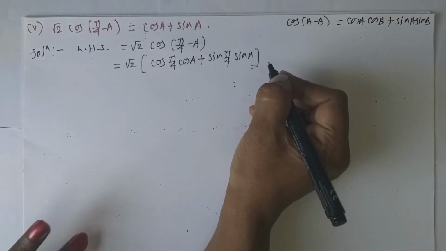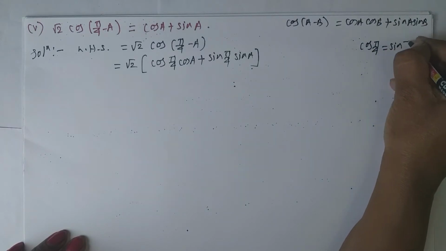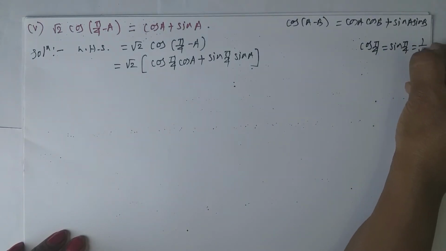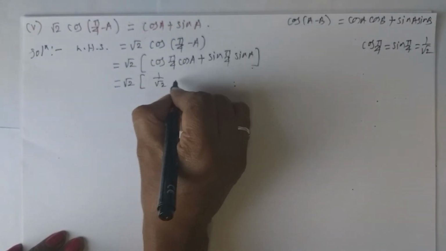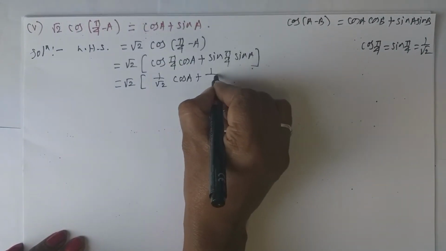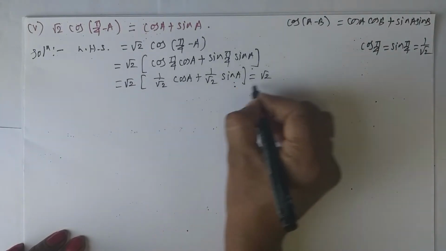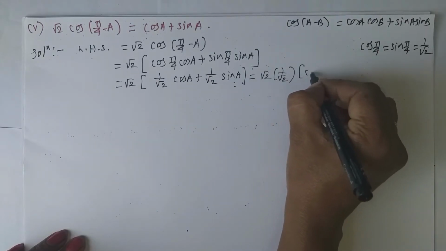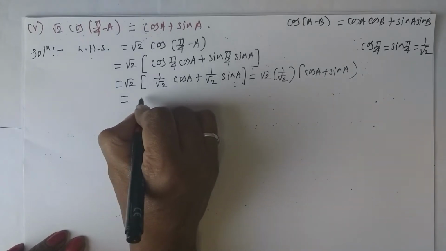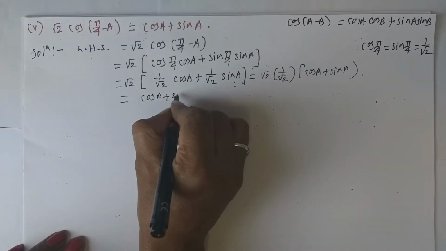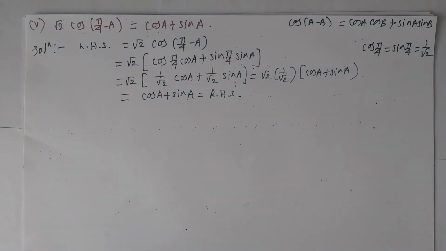Now go to your table of 0 to 90 degrees. The value of cos pi by 4 and the value of sin pi by 4 both are 1 upon root 2. In this you keep the value of cos pi by 4 as 1 upon root 2, this is cos a, and the value of sin pi by 4 as 1 upon root 2, this is sin a. Now you take this 1 upon root 2 common, and in the bracket remains cos a plus sin a. This root 2 will get cancelled, and this will be simply cos a plus sin a. And this is nothing but your right hand side. In this way we have proved the fifth.